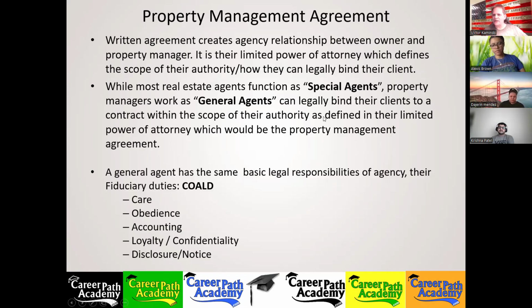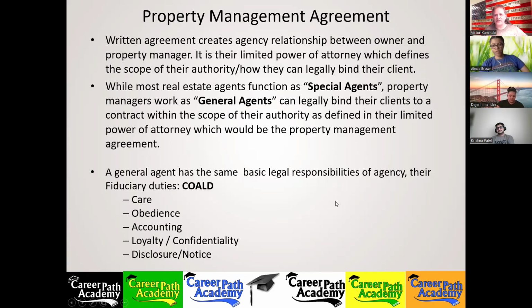Special agents are everybody else. Most likely, if you're not going to be working as a property manager, you're going to be a special agent, okay? You can't legally bind your clients to a contract. Only general agents can. And what gives them that authority?